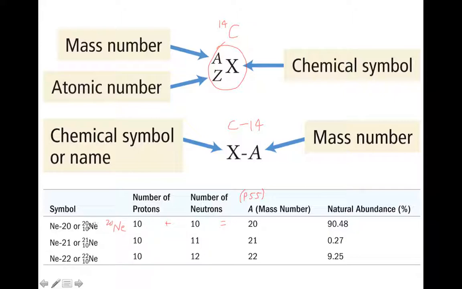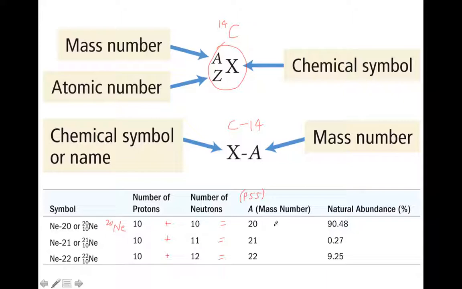The 10 is down here, right? That's the number of protons. It's redundant, so normally I won't write that out because you already know if it's neon, it definitely has 10 protons. Okay, so neon 20 is sometimes written like that, sometimes like this. Neon 20 has 10 neutrons in it because number of protons plus number of neutrons equals the mass number. Okay? Neon 21 has 11 neutrons in it. Okay? And neon 22 has 12 neutrons in it.